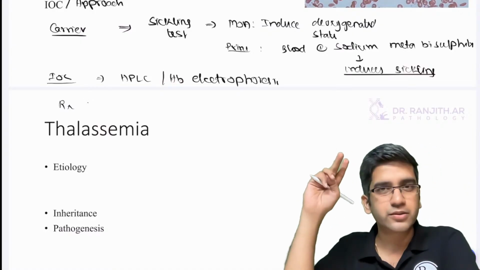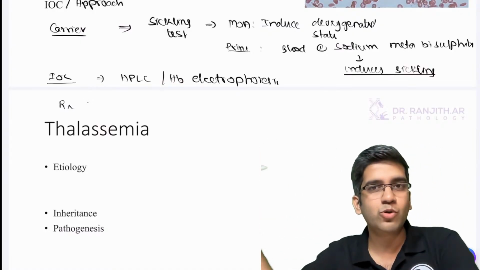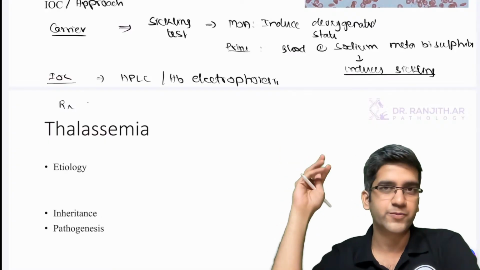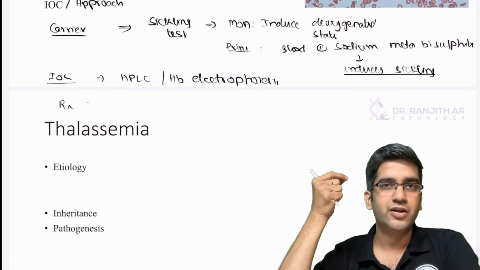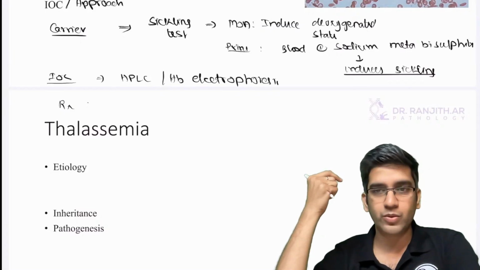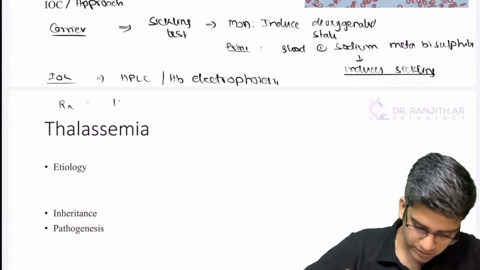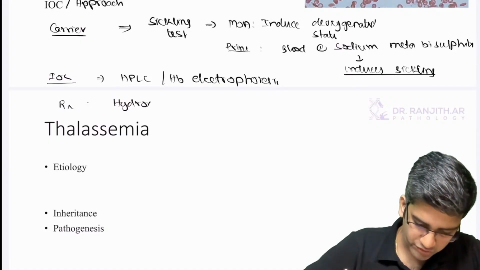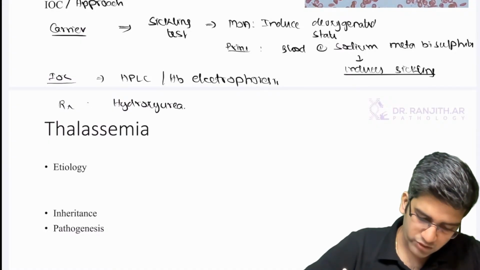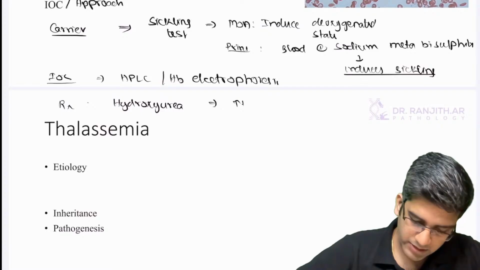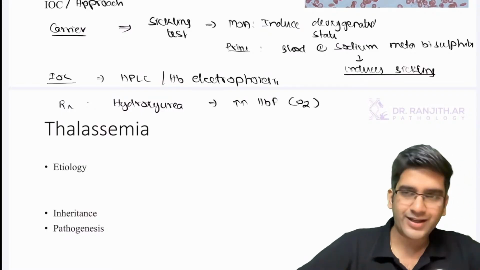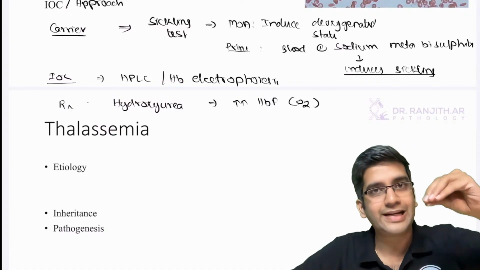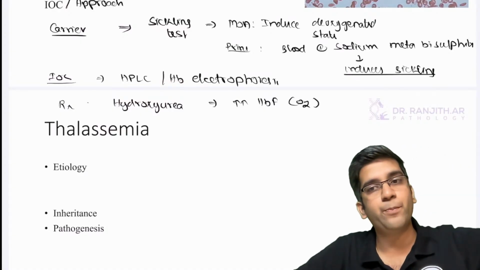I want two treatments. One obviously is a bone marrow transplant, CRISPR, all the hi-fi things. But there's a drug which can actually increase the HbF and can increase the oxygen level. What is the drug? Hydroxyurea. So hydroxyurea increases the HbF and thereby increases oxygen saturation. So obviously it will reduce the sickling and reduce the painful episodes.